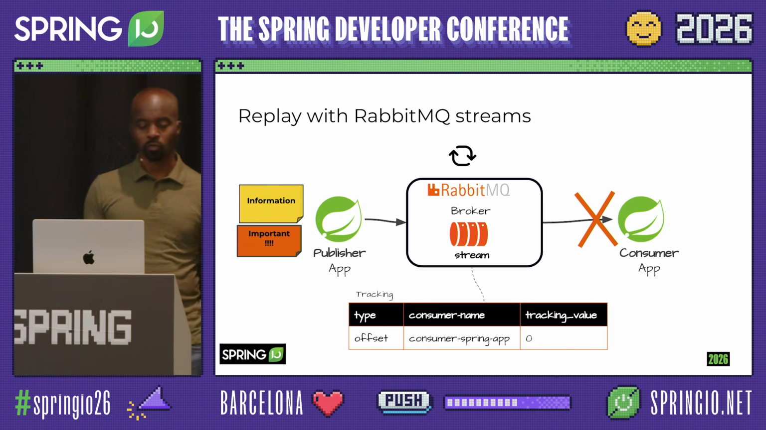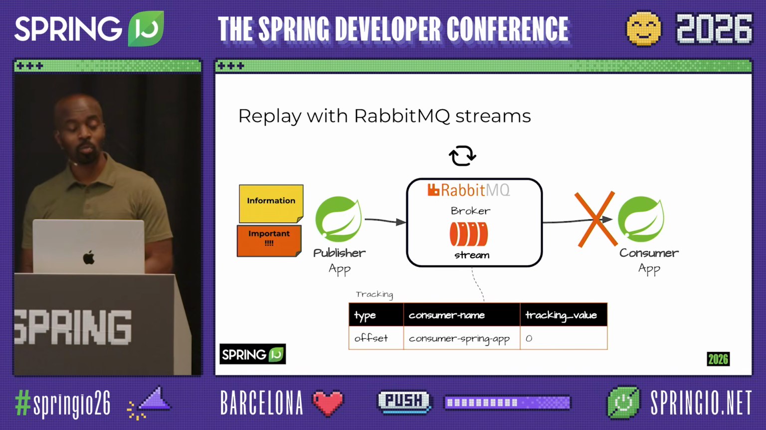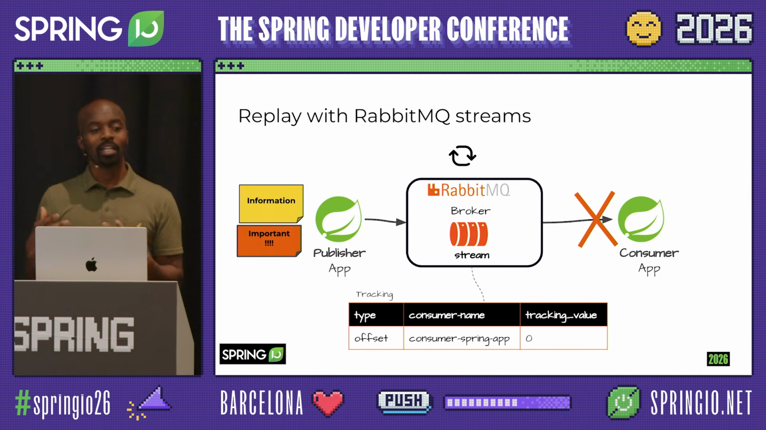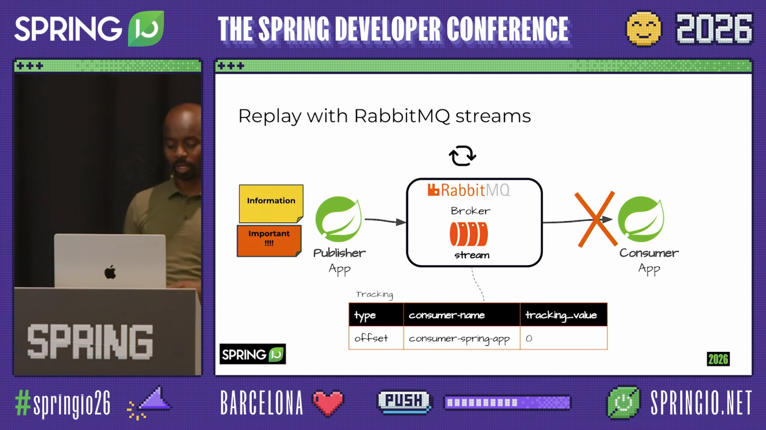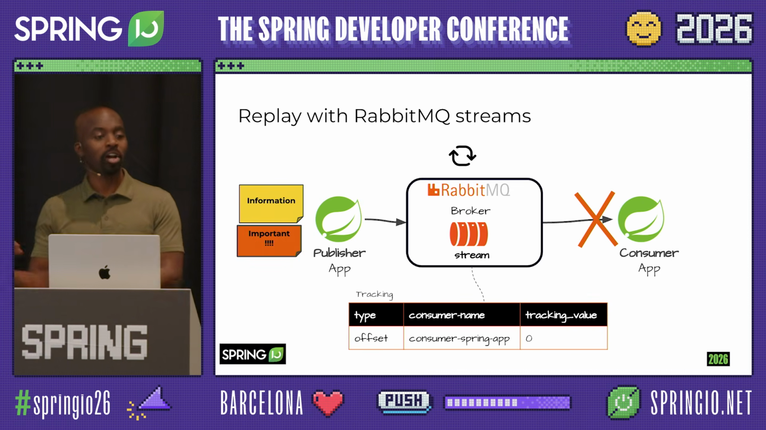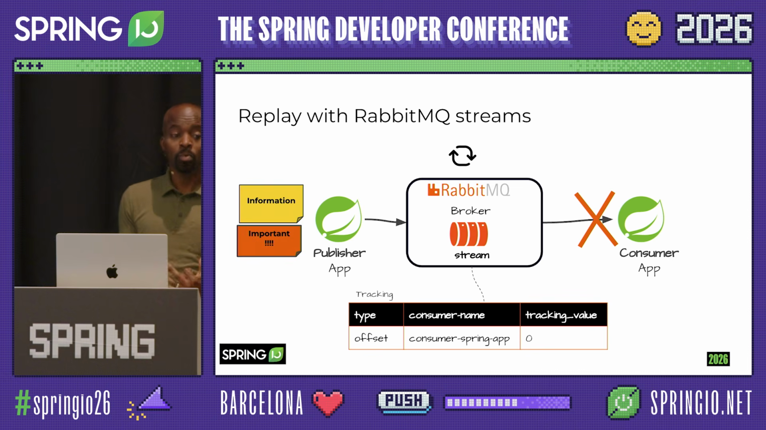So I'm going to start with replay, right? Again, when that consumer application was distracted, it didn't get the message, right? Rabbit keeps track of all of the messages that a particular consumer has processed. At the end of the day, there's something called an offset. Offset is just a number. You could think of it as an index to an array, where the array is basically this stream, right? Each consumer will have a name, and it will register its name with Rabbit.